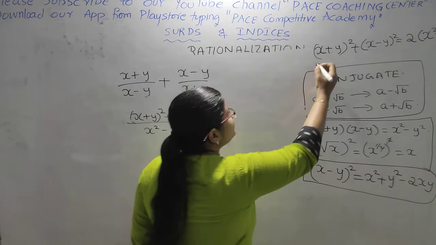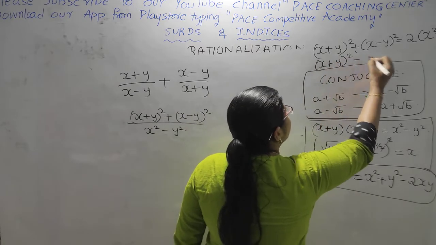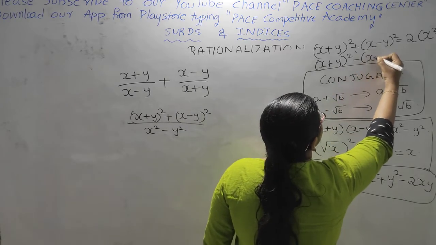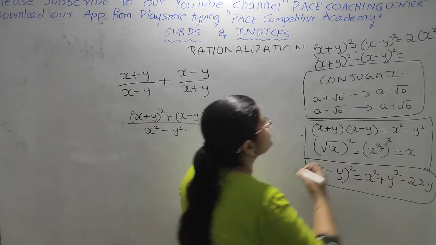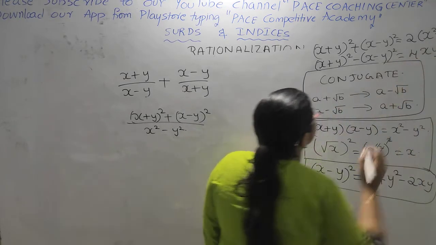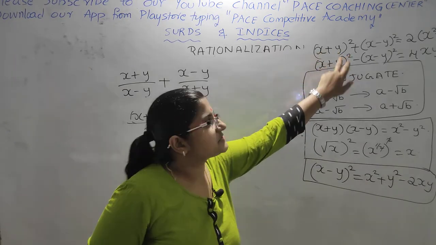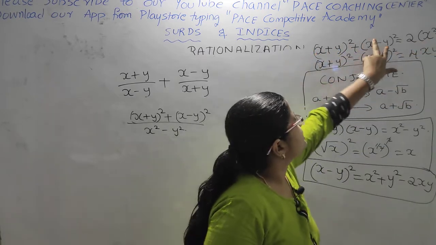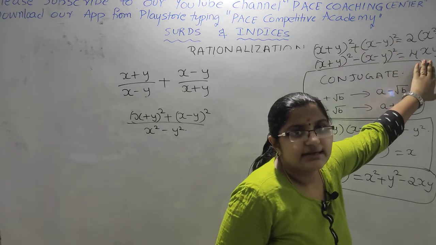Similarly, another formula: (x plus y) whole square minus (x minus y) whole square, the answer is 4 into x into y. You know the formula of (x plus y) whole square individually and (x minus y) whole square individually. If you substitute these two formulas individually, you will be left with these terms.